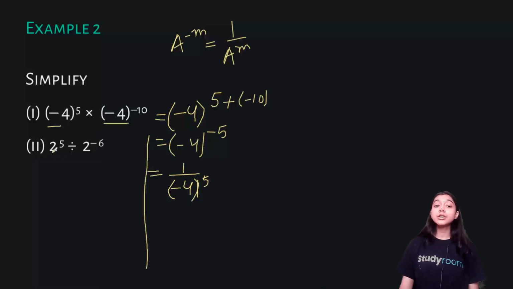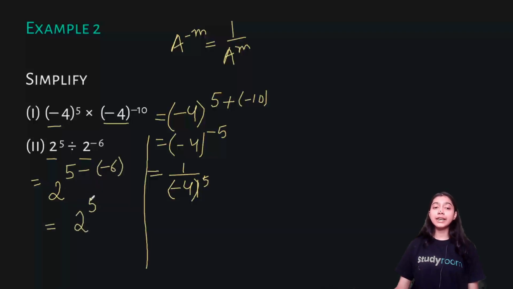Here we have 2 to the power 5 divided by 2 to the power minus 6. So this is the second law of exponent, that when bases are same and they are divided. So now what happens in this case? The powers get subtracted. So the answer will be 2 to the power of, the powers will be subtracted. So I'll subtract 5 minus of minus 6. So this gives us 2 to the power of 5, minus into minus becomes plus, plus 6. So ultimately our answer is 2 to the power of 11.